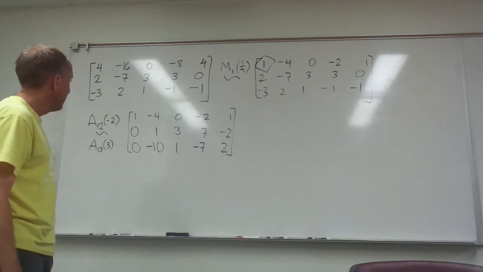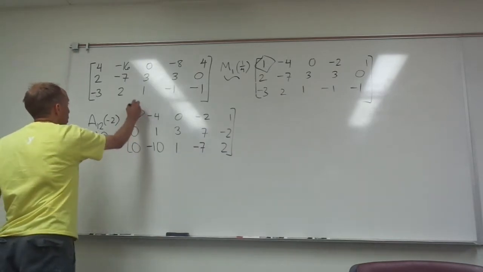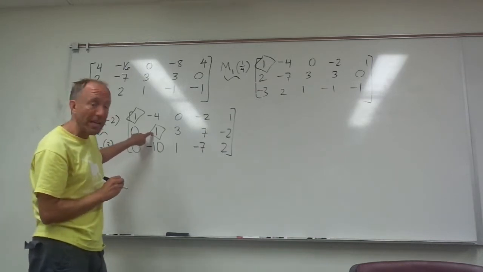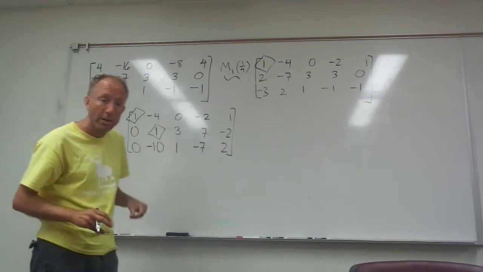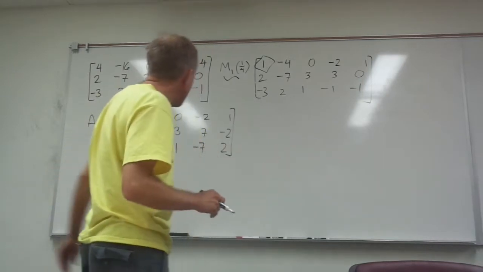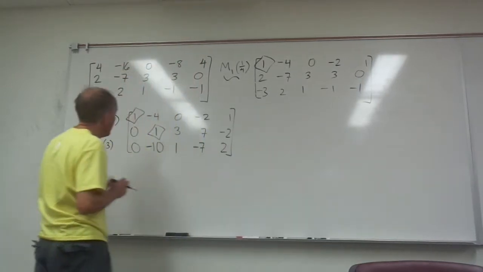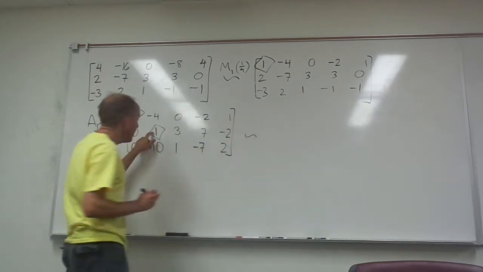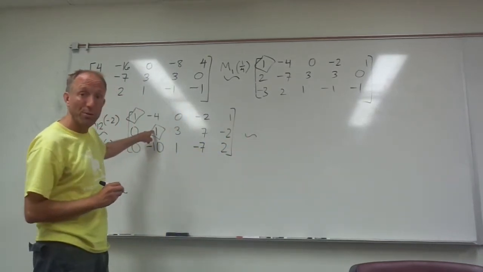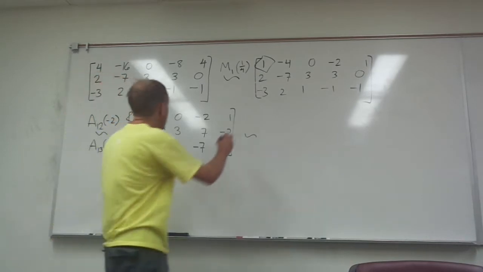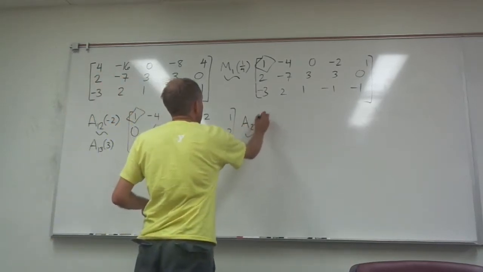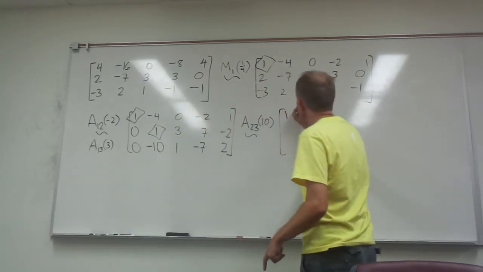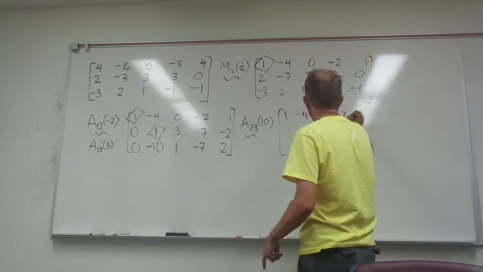Okay? And now I actually have already got a pivot in the second row. So this is fantastic. This is exactly what we wanted, was to get the pivot in the second row to the right of the pivot in the first row. Okay. My next job is to get everything below this pivot equal to 0. So I'm going to do an A23 of 10. I'm going to take 10 times the second row and add it to the third row.